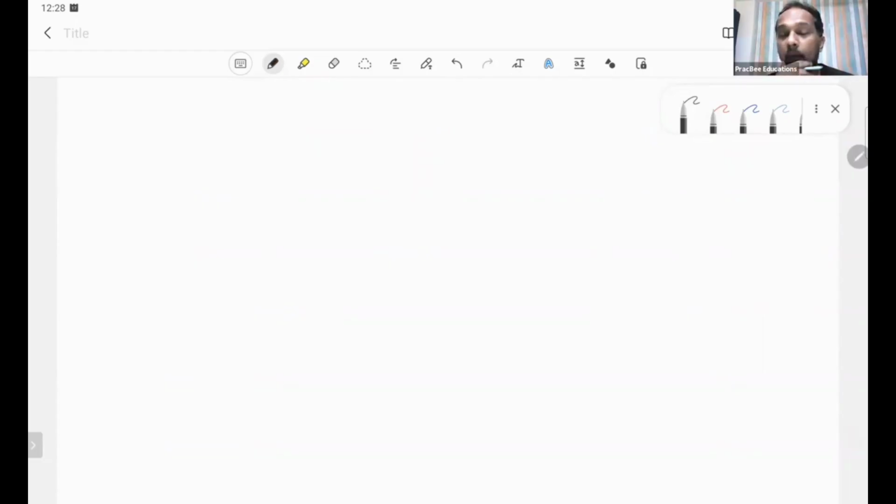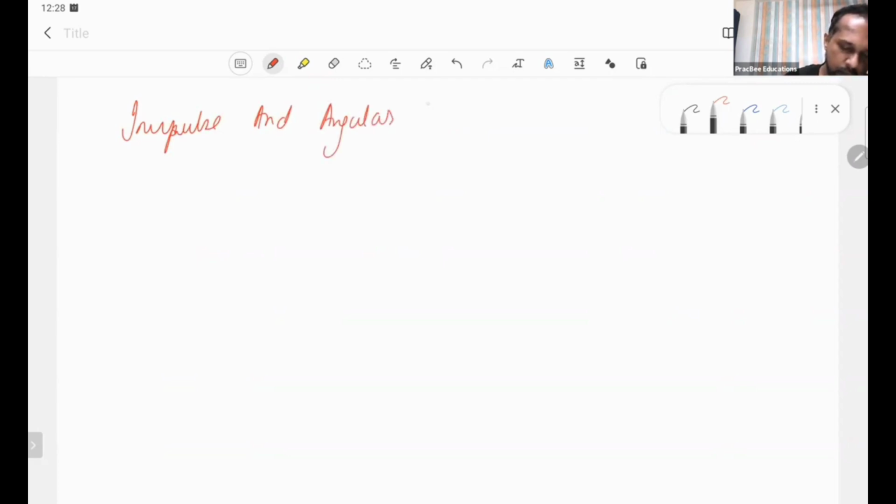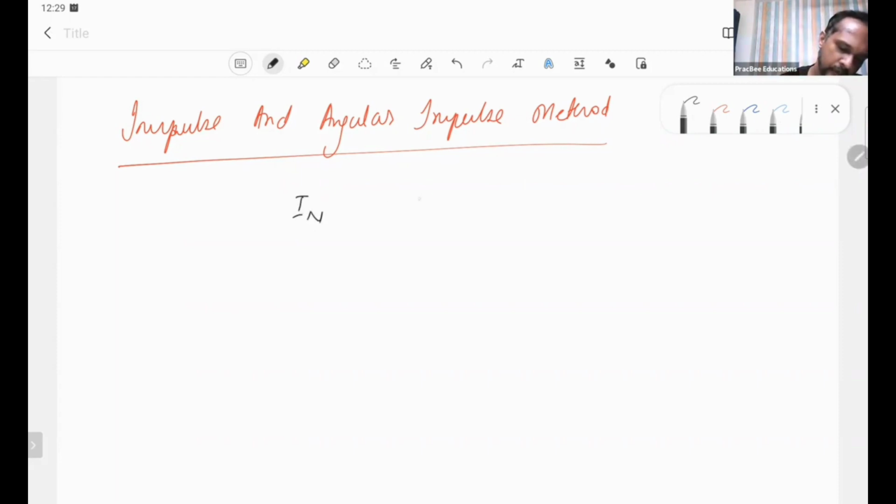Now we move to a part where we'll be talking about impulse and angular impulse. If I write IN, IF, IT like this, I'm writing it for impulsive force. So, impulse and angular impulse method. In collision, this is also a part we have to do. Yes. Okay. So I'm coming to this part.